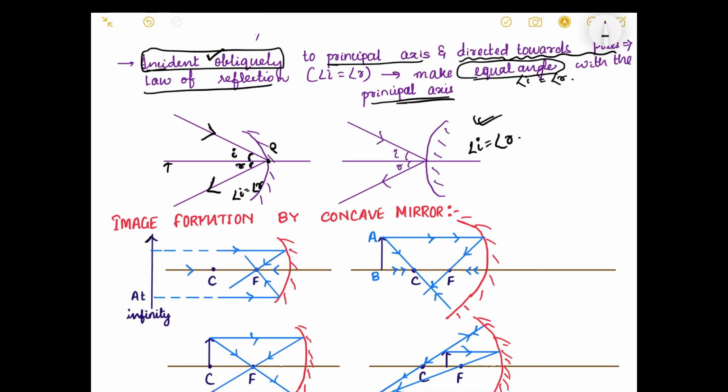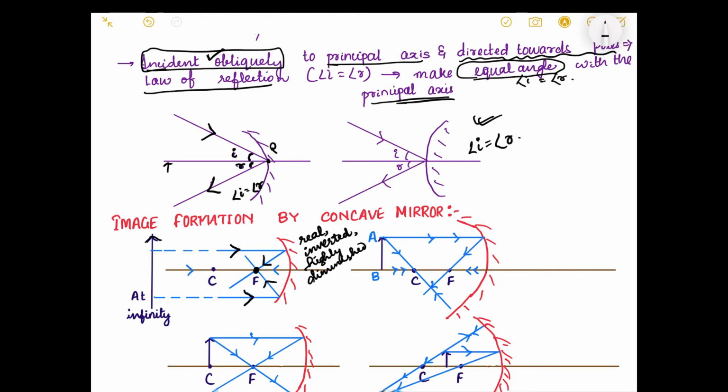Suppose the object is at infinity and let us consider two rays emanating from it. This ray, after reflection, will pass through the focus because it is parallel to the principal axis, and this ray will also do the same. So the image will be formed at the focus and we can see here very clearly that it is diminished to a point. So the image formed will be real, it will be inverted and it will be highly diminished in this case, and the image will be formed at the focus.